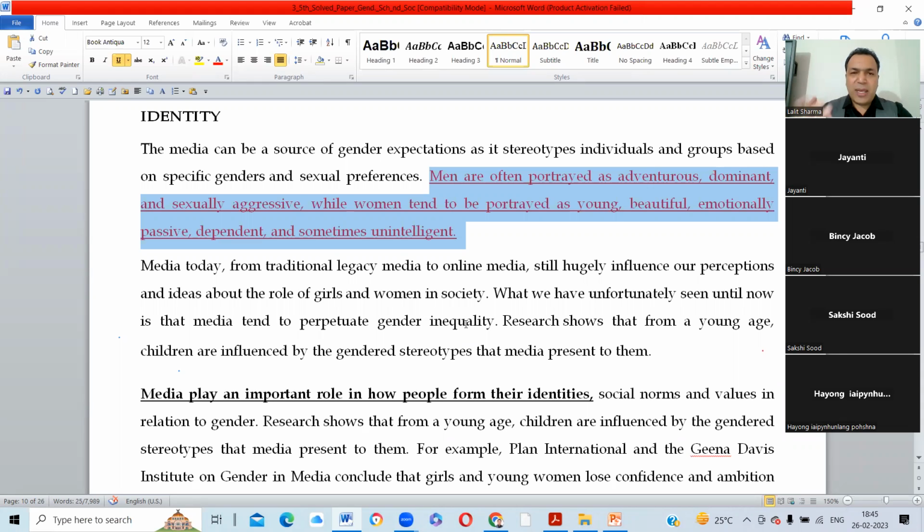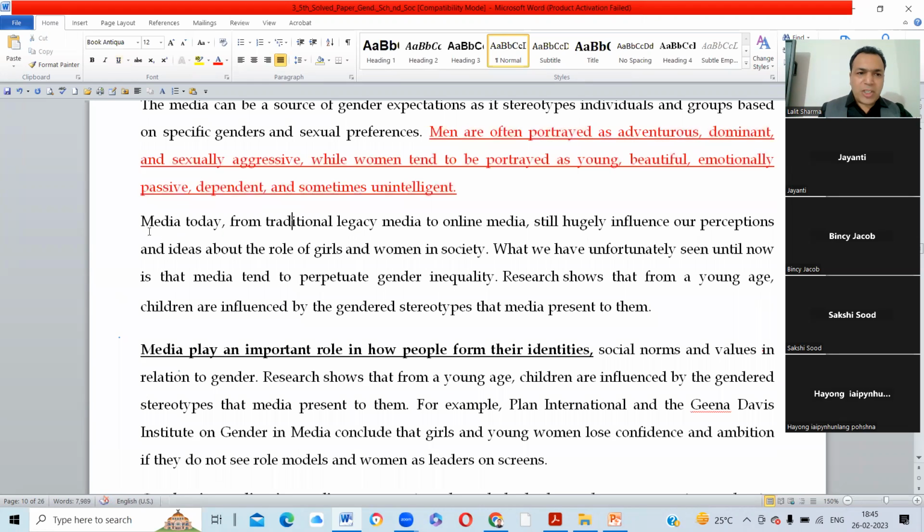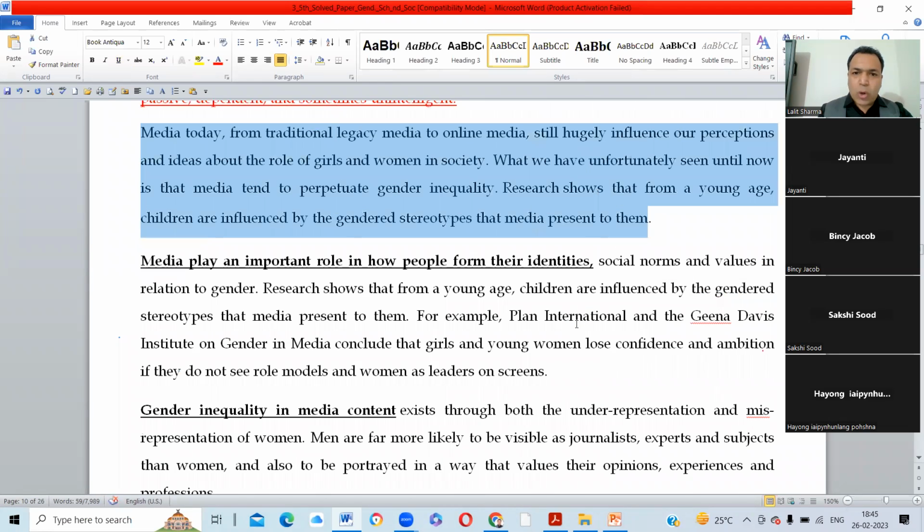If we are moving in a car, so what happens when we see that in front of us, the person is not driving the car properly, so we have a stereotype that it must be a female, right, sometimes? So media today, from traditional legacy media to online media, still hugely influence our perception and ideas. So guys, media is influencing our perceptions and ideas a lot. There is a need of a study.